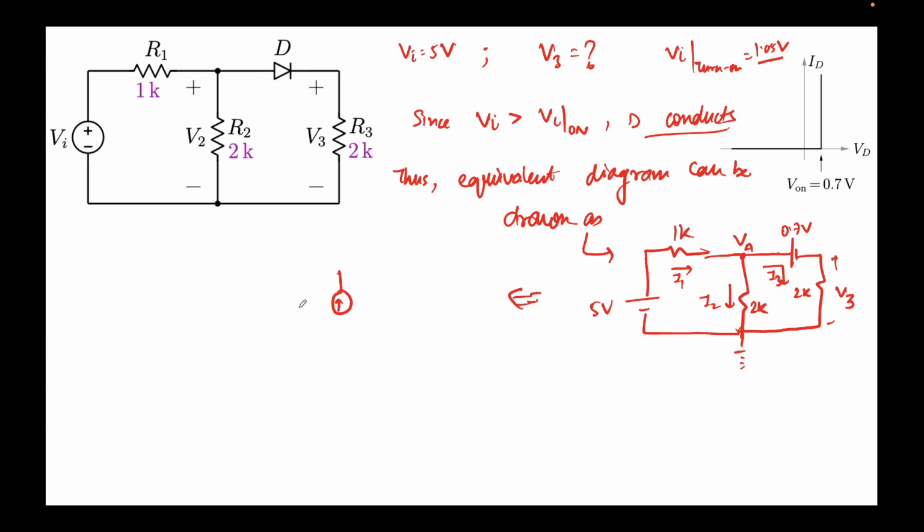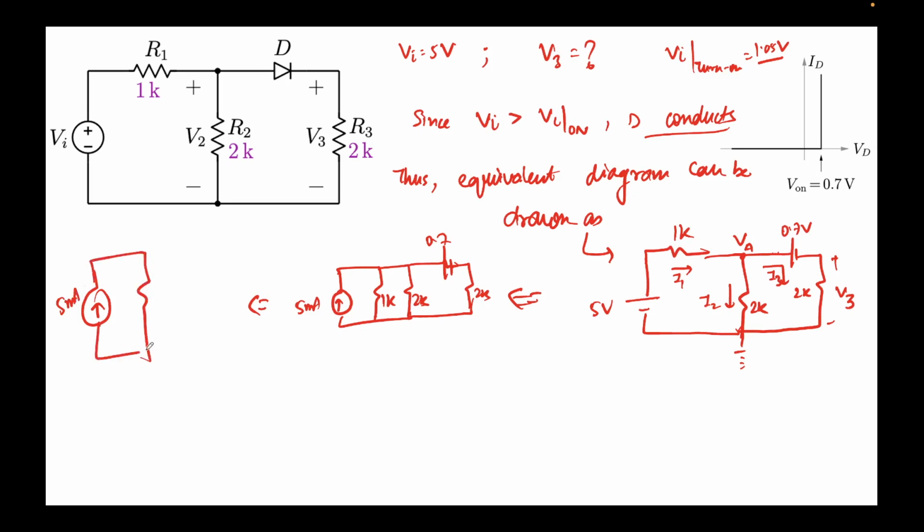It will simply be 5 over 1K, which is 5 milliamps, with 1K in parallel with 2K, and then 0.7 volts and again 2K. The 2K and 1K in parallel will be 2 times 1 divided by 2 plus 1, so that will become 2 by 3. So I can again draw this as 5 milliamps with 2 by 3K, and the rest of the circuit will remain the same, 0.7 and 2K.